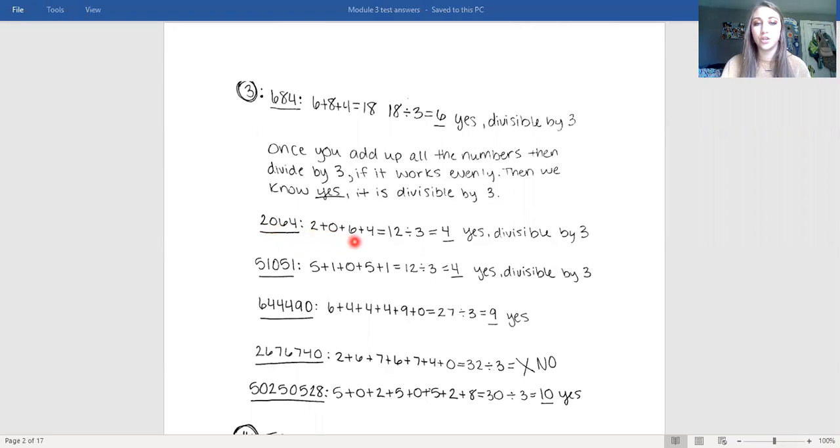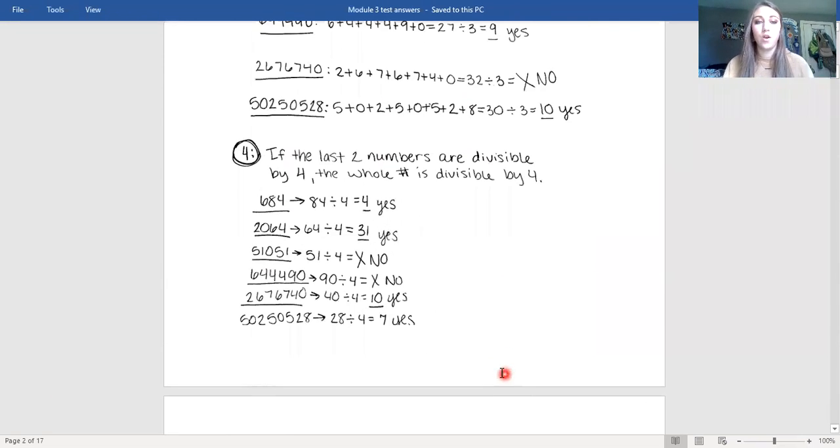Okay, and then we'll do 2064. 2 plus 0 plus 6 plus 4 equals 12. 12 divided by 3 equals 4. Yes, it's divisible by 3. Okay, we'll do one that's not. 2 plus 6 plus 7 plus 6 plus 7 plus 4 plus 0 equals 32. 32 is not divisible by 3, so no. So you just put no.